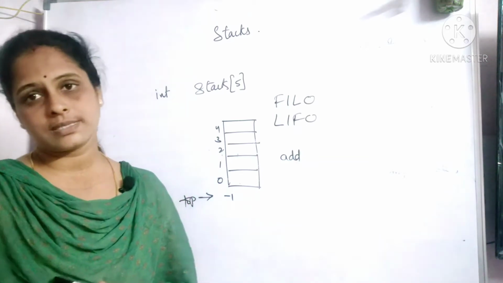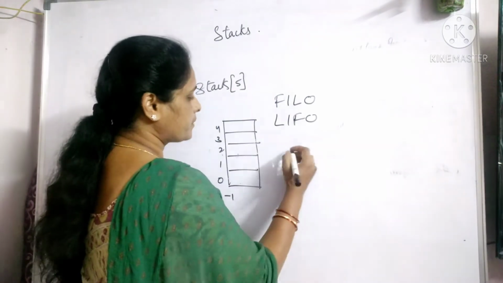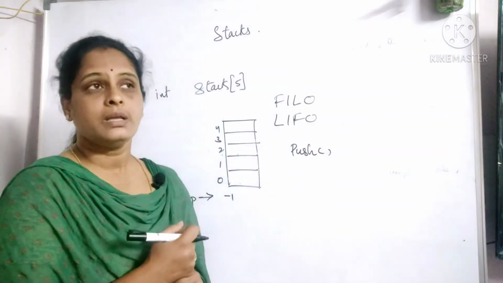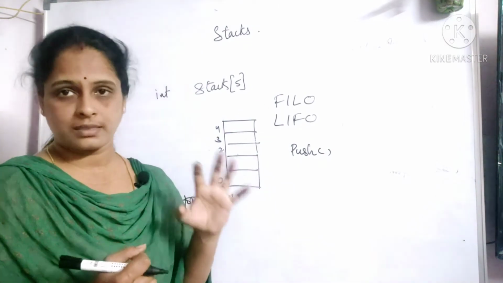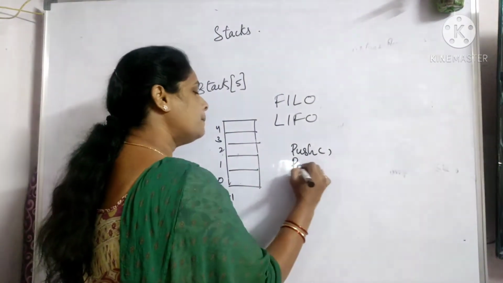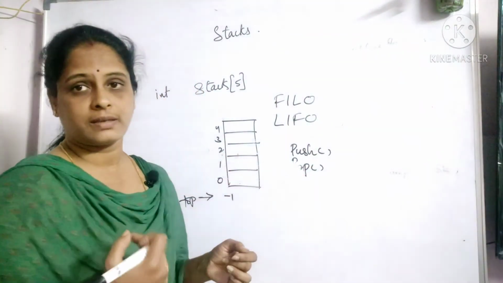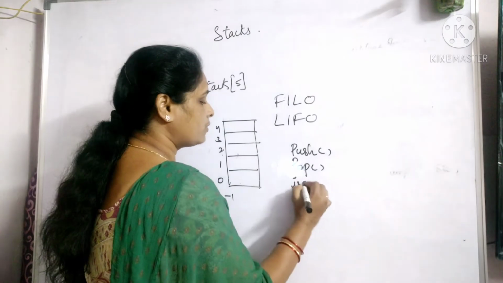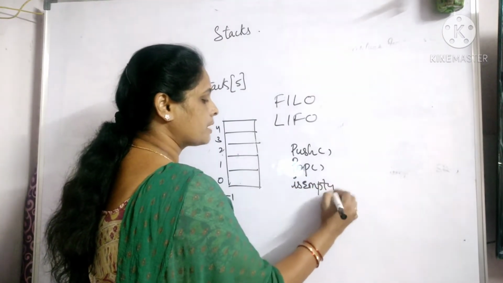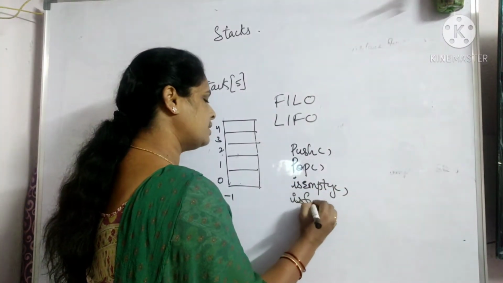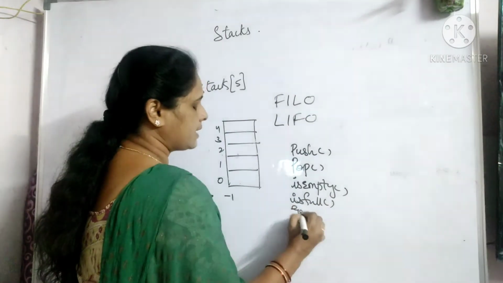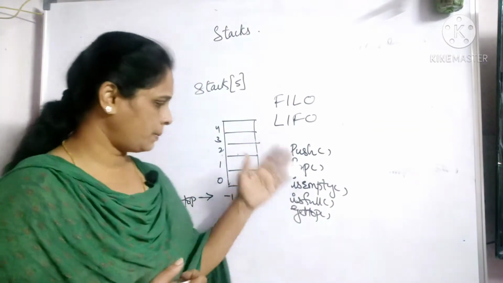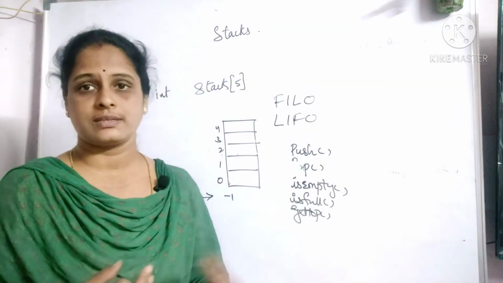The different operations I can perform on a stack are: I can push an element into it. Push means to perform addition, or to insert. I can pop an element from the stack, that is, delete an element from the stack. Next, I can find out whether the stack is empty. I can find out whether the stack is full, or I can even get the topmost element of the stack. Apart from this, you can create a stack, of course, that is a common one.